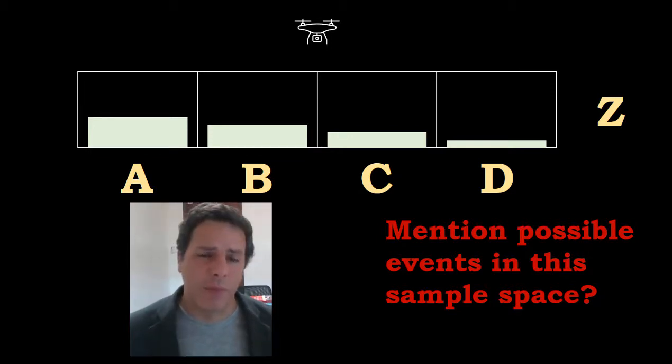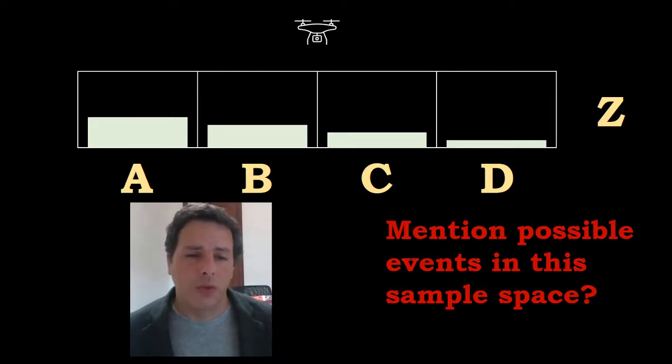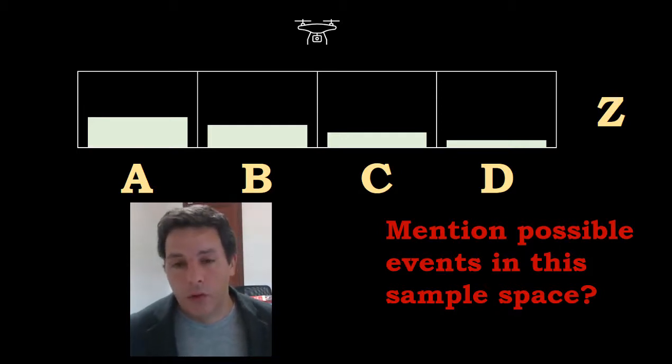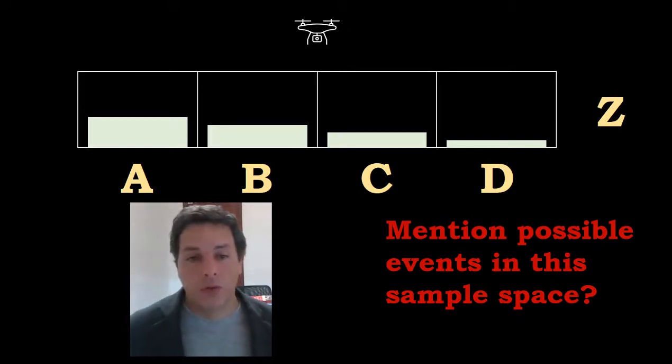But we can combine outcomes. So there are events that are combinations of outcomes. We can define, for example, an event called west, and west is if the drone lands in A or B. Or east, and the event east is that the drone lands in C or D. Or center, which means that the drone will land in B or C. Or periphery, and that's that the drone will land in A or D. And we can combine three regions. We don't give it a name, we give it a letter, P. And P is that the drone will land in A, B, or C. Okay, so events are combinations of the outcomes.